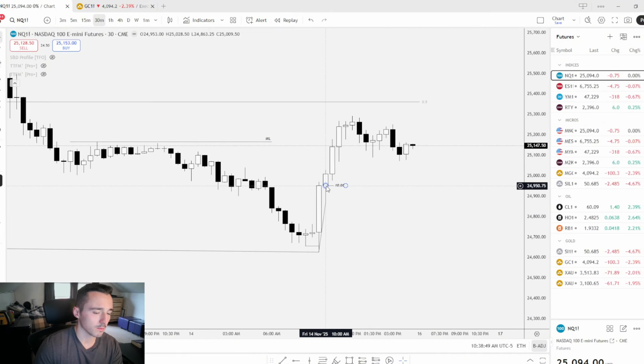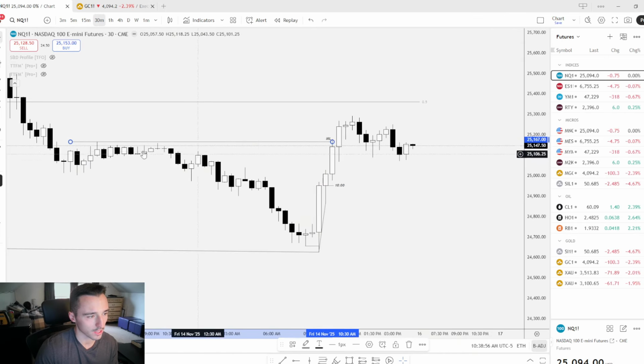Right, 10 a.m. does what? Opens low, puts in that SMT. So we're expecting this 1030 to expand to these relative equal highs, right here. Right, smooth highs up here.